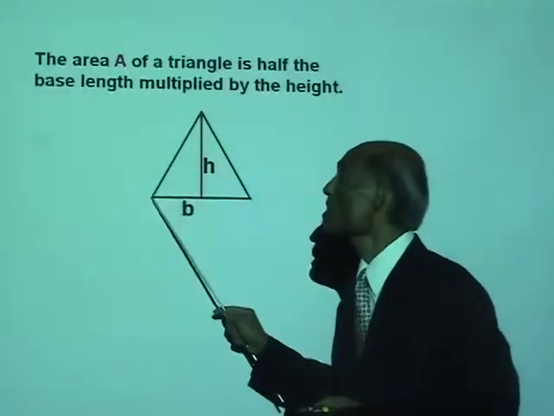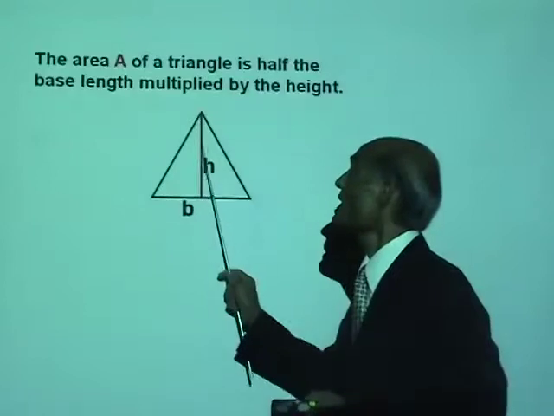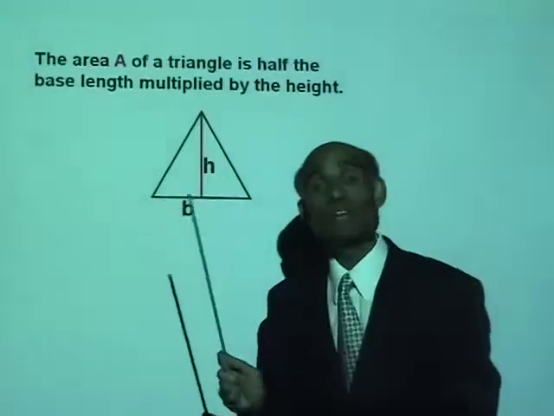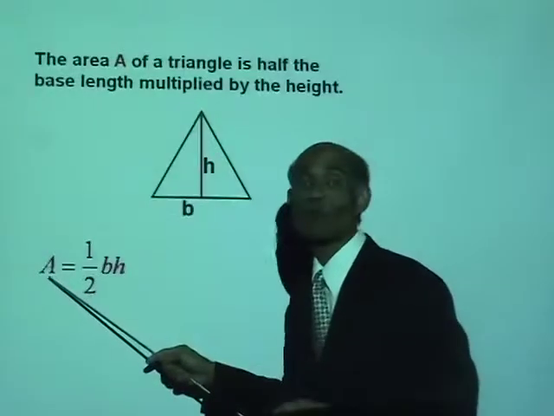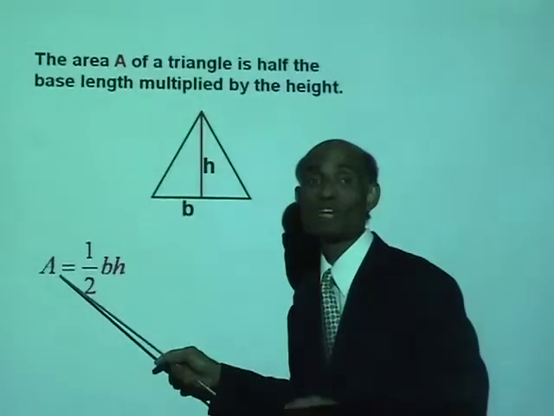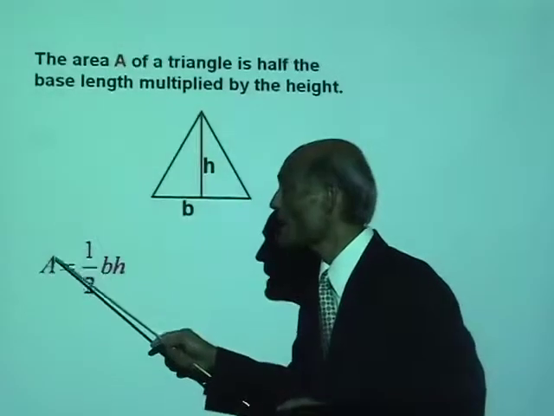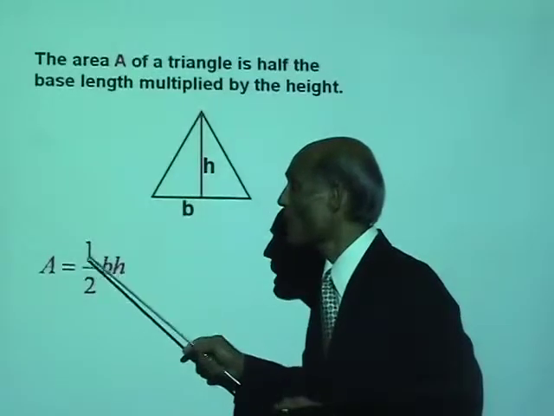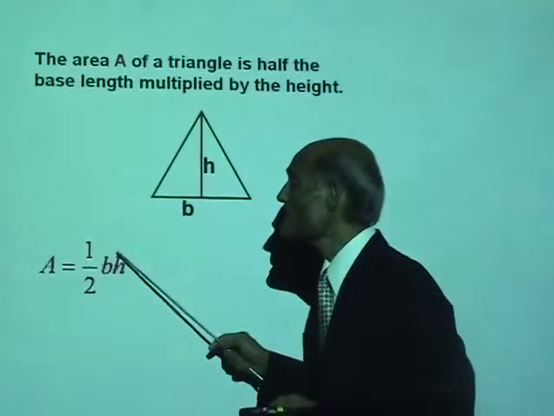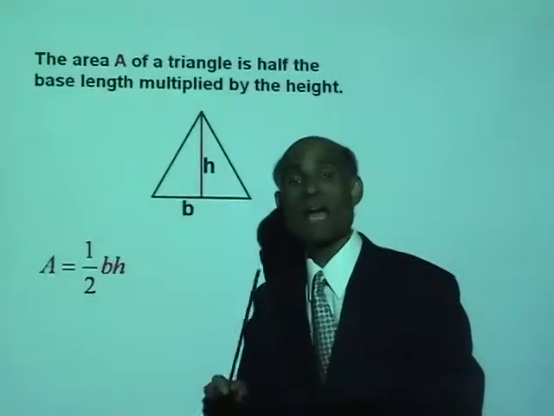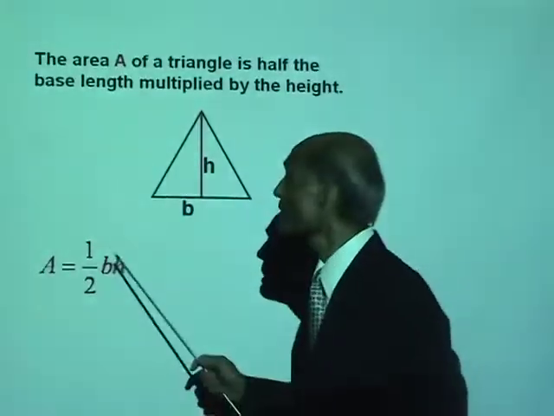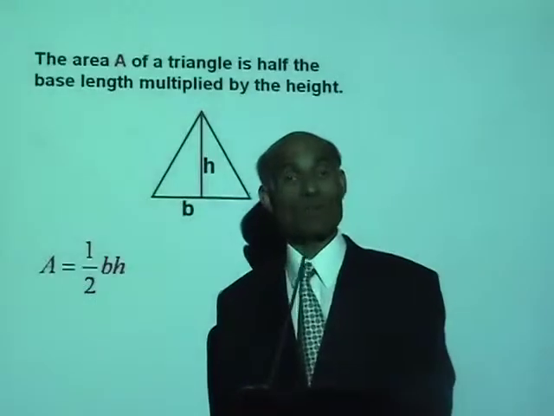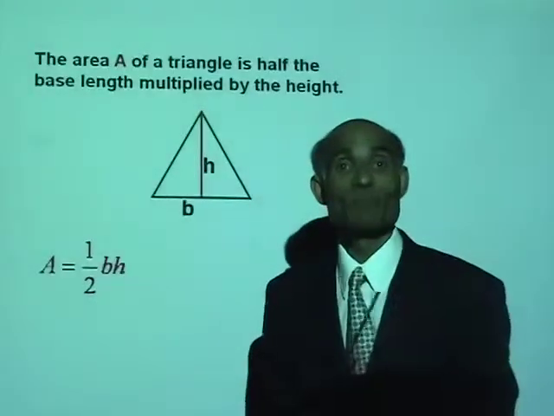So if you know the base and the height, we can now calculate the area of the triangle. The formula for calculating the area of a triangle is A equal to 1/2 B times H. 1/2 base multiplied by height will give you the area of a triangle. Very useful formula to remember.